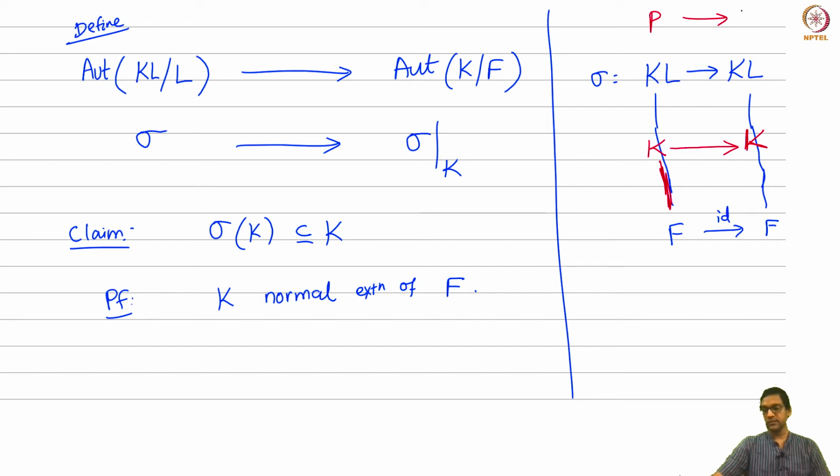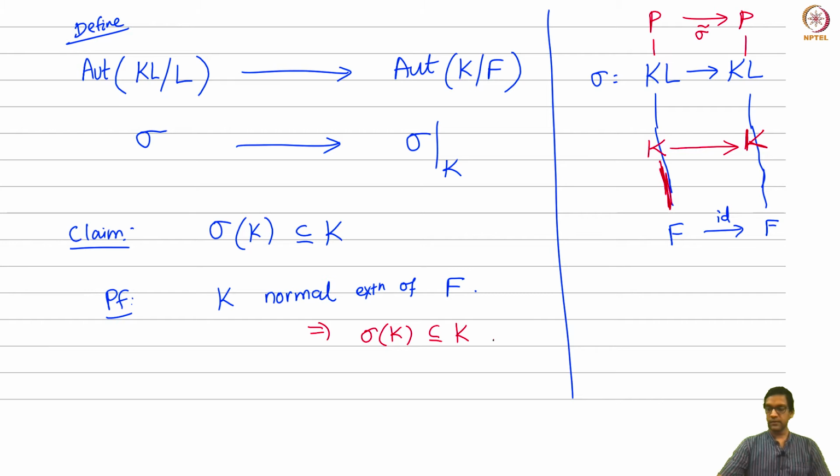Recall by the theorem on algebraic closures, if P is an algebraic closure of KL, any map sigma from KL to KL can always be extended to some map sigma tilde from P to P. We have used these arguments before. So the restriction of sigma tilde to K will map K to itself. Therefore sigma maps K to K by the property of normal extensions.